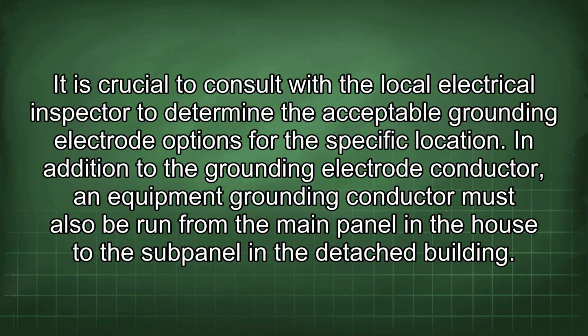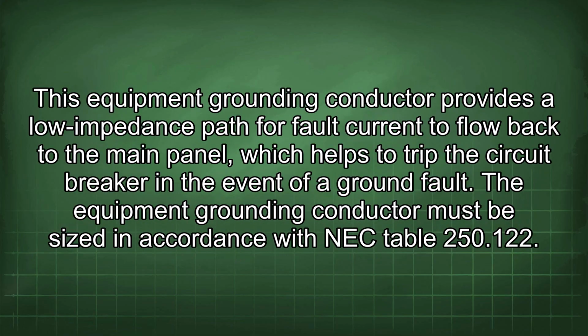location. In addition to the grounding electrode conductor, an equipment grounding conductor must also be run from the main panel in the house to the subpanel in the detached building. This equipment grounding conductor provides a low impedance path for fault current to flow back to the main panel, which helps to trip the circuit breaker in the event of a ground fault.